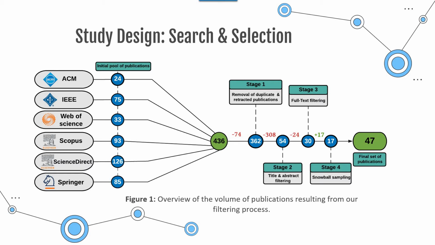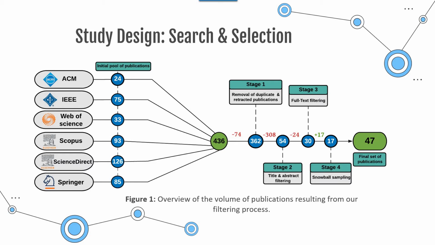We detail how we process and filter the publications we obtained from our digital library search. Our initial search of the six digital libraries resulted in 436 publications, with ScienceDirect resulting in the highest number of publications, 126. Next, we employed our four-stage quality control process to filter out publications that were not part of our inclusion criteria. The figure shows the filtration stages.